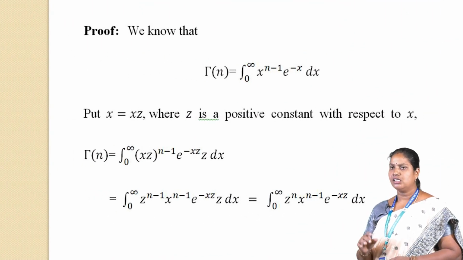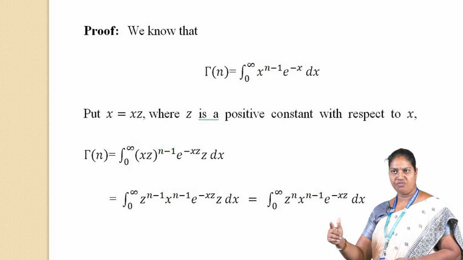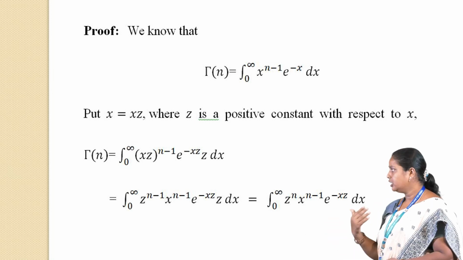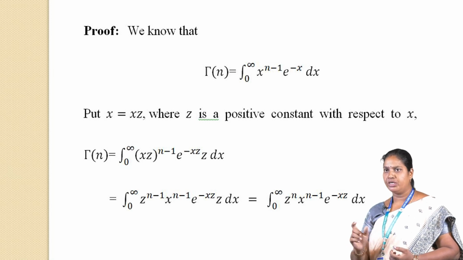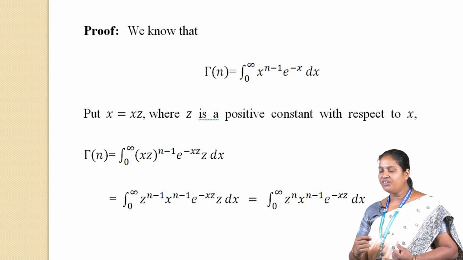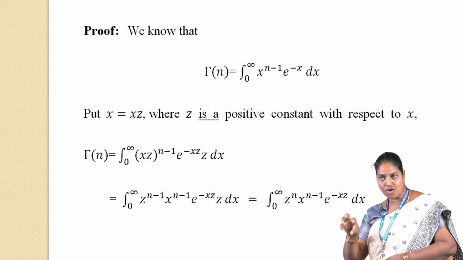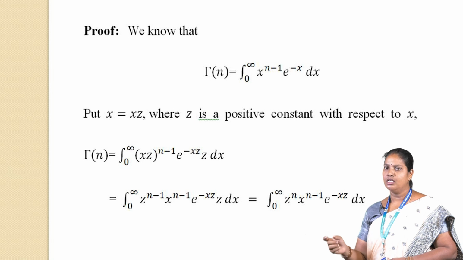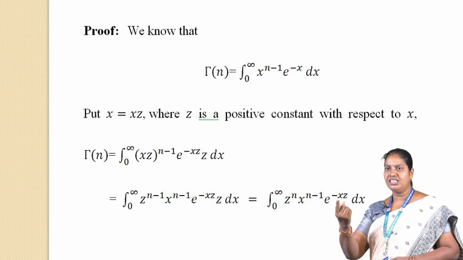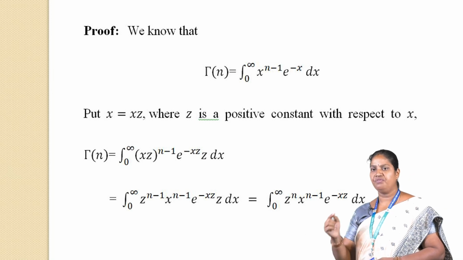We know that gamma of n is what? Integral 0 to infinity x power n minus 1 e power minus x dx. First we are going to put x as xz. Here we are treating z as a positive constant with respect to x. That is, x is a variable, z is a constant. So if we substitute in this first integral, we will get gamma of n equal to integral 0 to infinity.